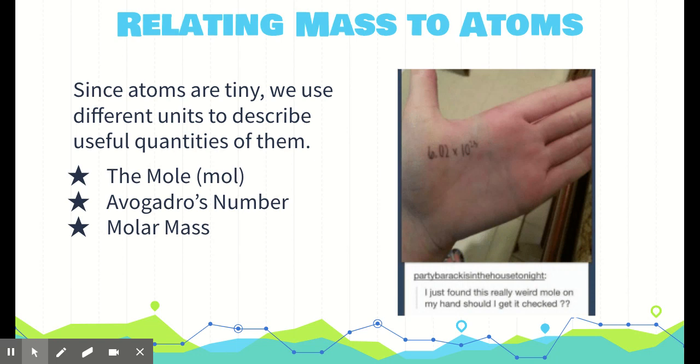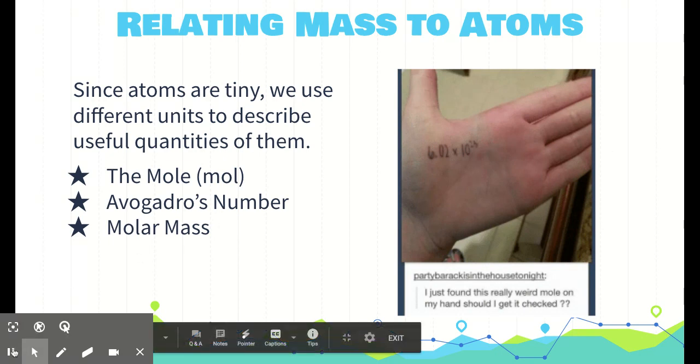The last thing we're going to talk about is relating that mass to atoms. I'm sure some of you have heard of Avogadro's number. You've probably maybe used it in physical science. Basically, it's just a quantity we use to describe atoms, since atoms are very, very tiny. If we were counting individual atoms all of the time, you would have just enormous numbers to work with. So we use Avogadro's number.